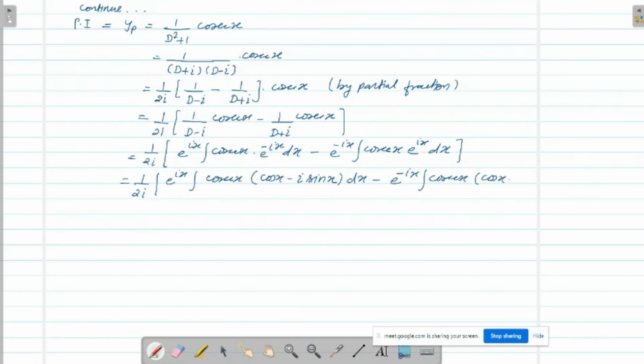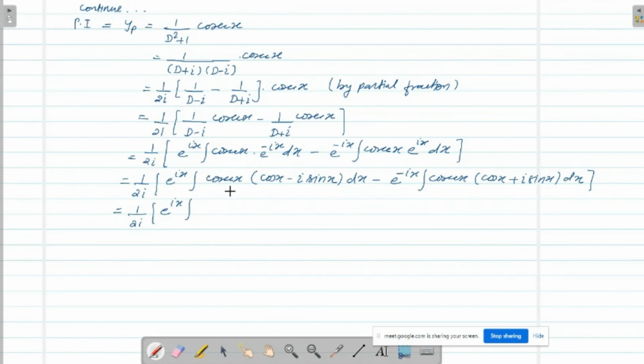cos x plus i sin x dx. Now close the bracket. Now what I have to do? We have to multiply cosec x inside. So this equals 1 upon 2i, bracket, e raised to ix, integration of, if you multiply this cosec x.